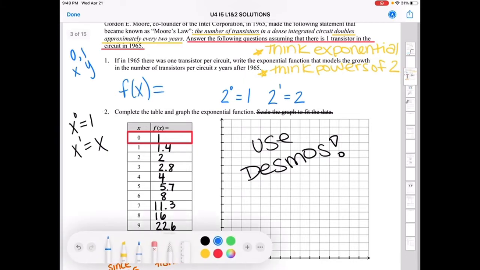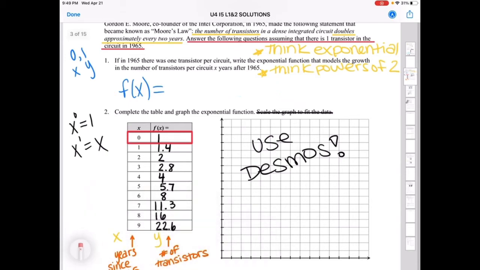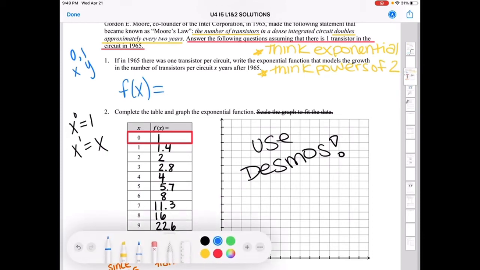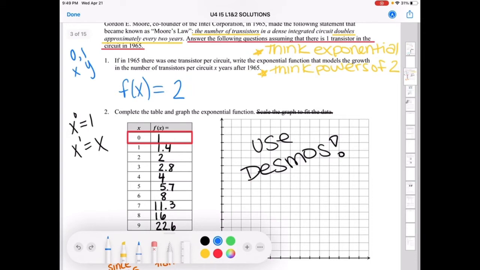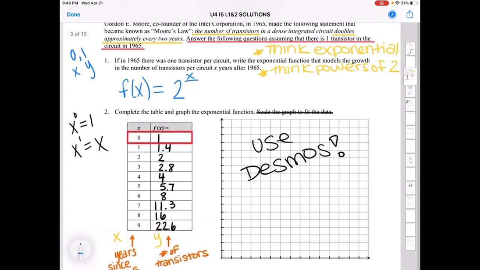So we're going to play around with these little numbers a little bit, and okay, well, it says it doubles every 2 years. So let's try dividing that exponential by 2. So instead of having just 2 to the x power, we're going to have 2 to the x divided by 2.